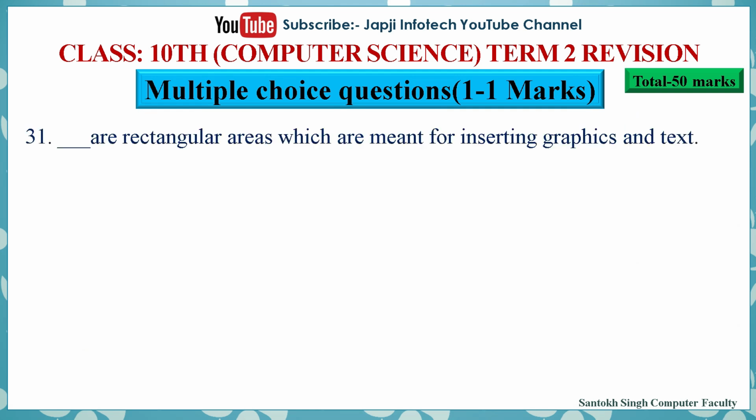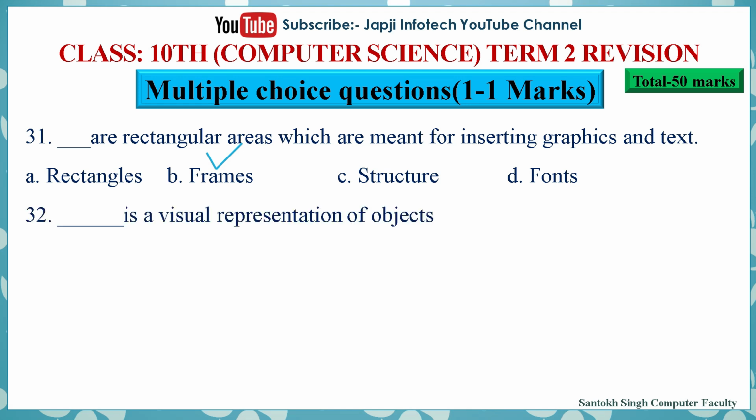And 31st question is, dash are rectangular areas which are meant for inserting graphics and text. And the options are rectangle, frame, structure, and the last one is font. And the right answer is frames are rectangular areas which are meant for inserting graphics and text. And 32nd question is, dash is a visual representation of an object, and the options are chart, graphics, frames, and the last one is font. And the right answer is graphics is a visual representation of an object.